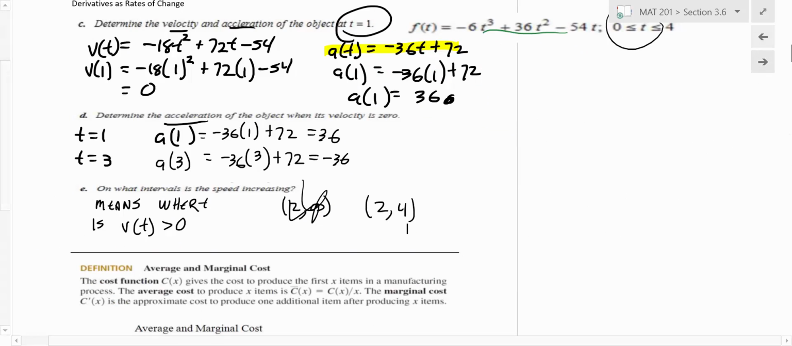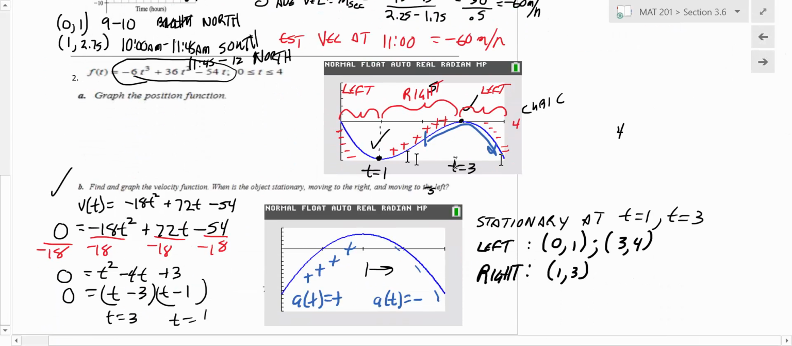So let's see, that said, when's the speed increasing? So you can look at the acceleration on this. So basically, when is the acceleration going to be positive? When's it speeding up? So what do we have on that?